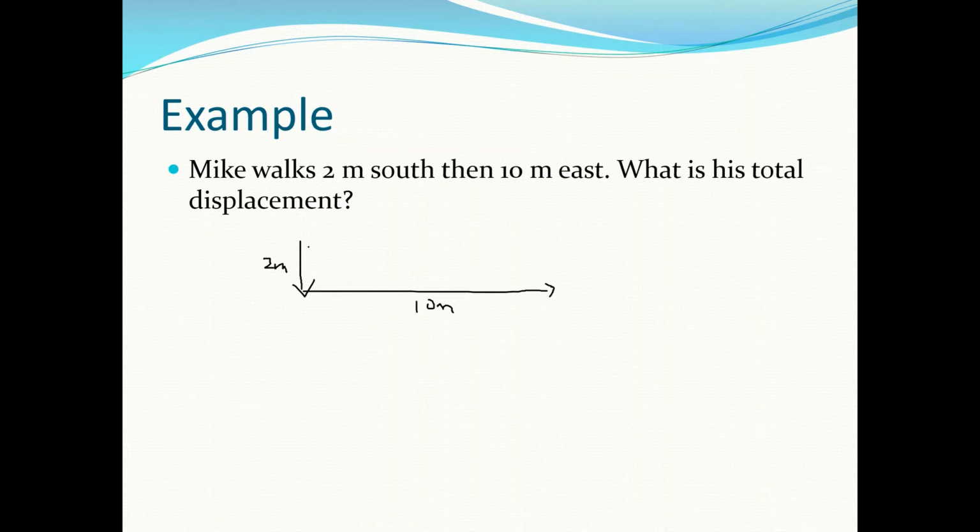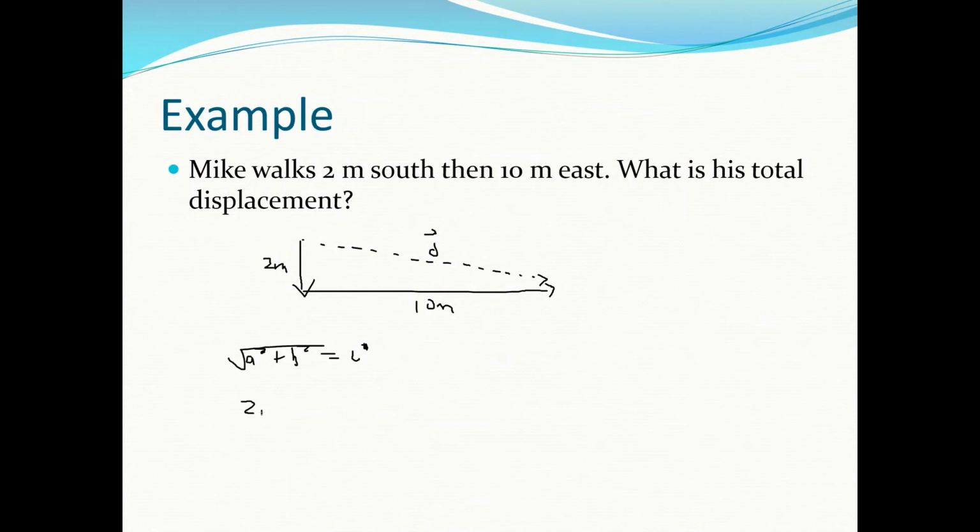my 10-meter arrow longer. So this is my displacement here. This is what I'm looking for. To find the magnitude of it, well, this is a side, this is a side, this is the hypotenuse. So I just have to use Pythagoras: a squared plus b squared equals c squared. If I'm trying to find c, then I square root that.